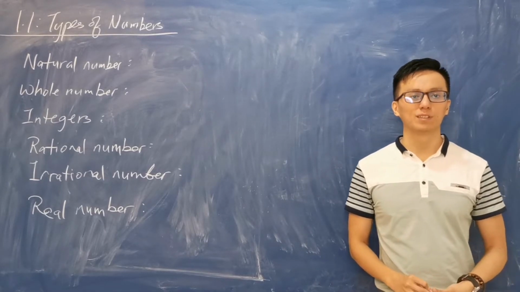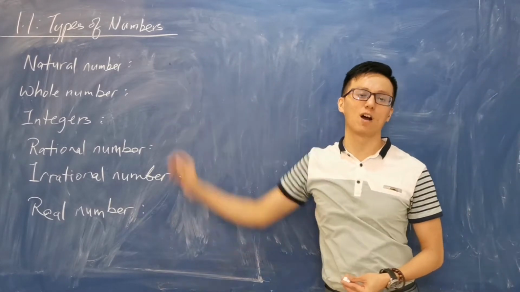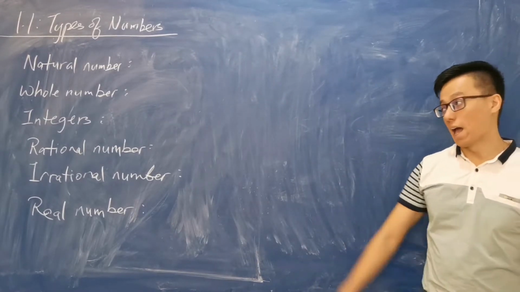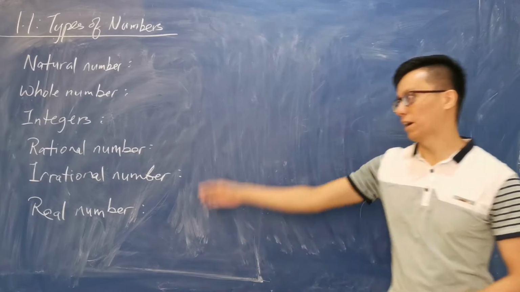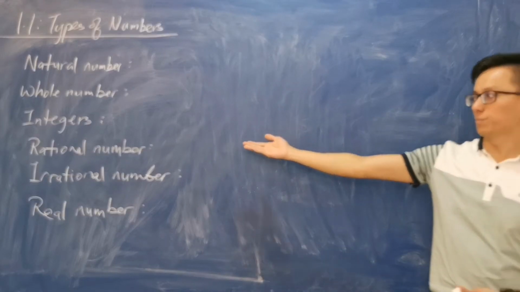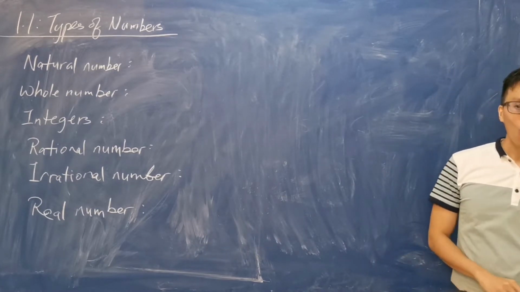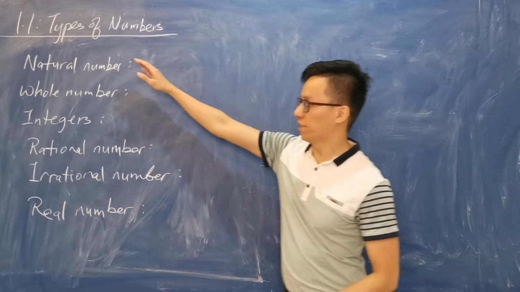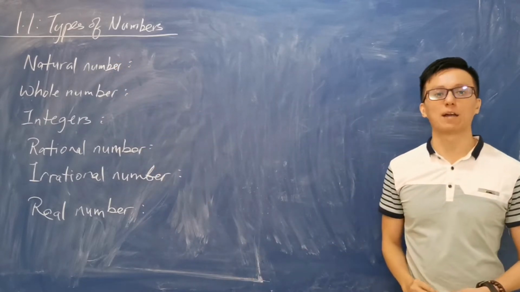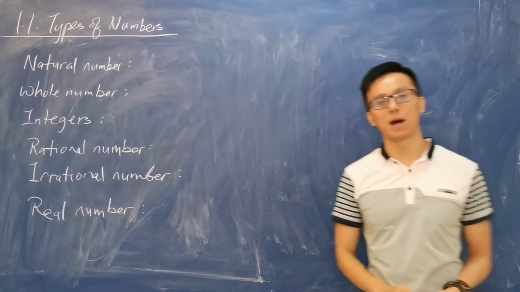Hi everyone. Today I would like to discuss the types of number. As shown on the board, we have natural number, whole number, integer, rational number, irrational number, and real number. So, what are actually all these types of number? Let's go through one by one.